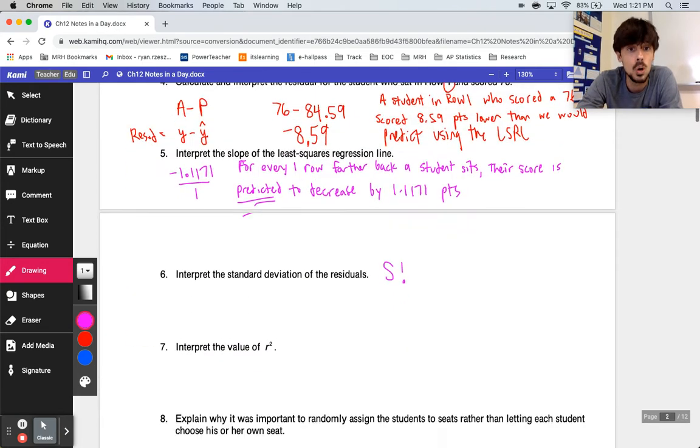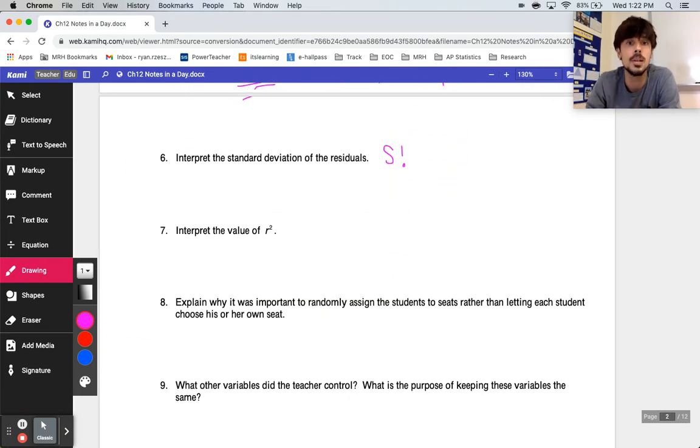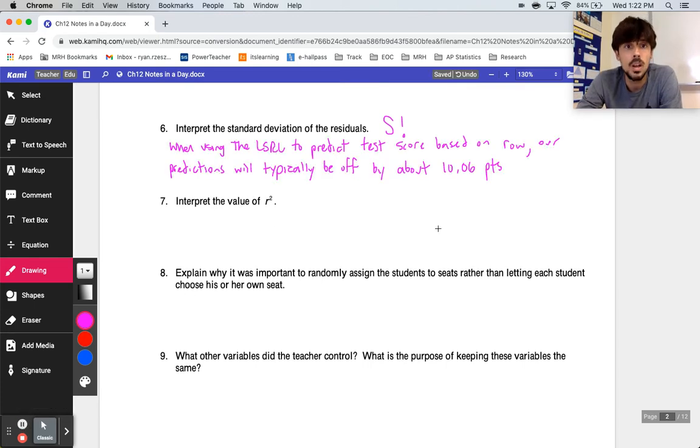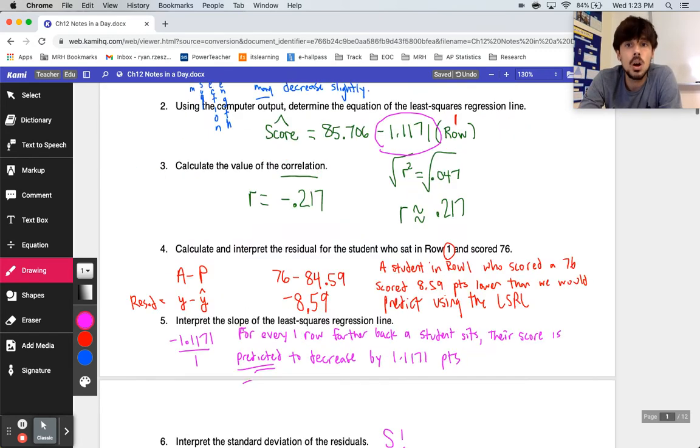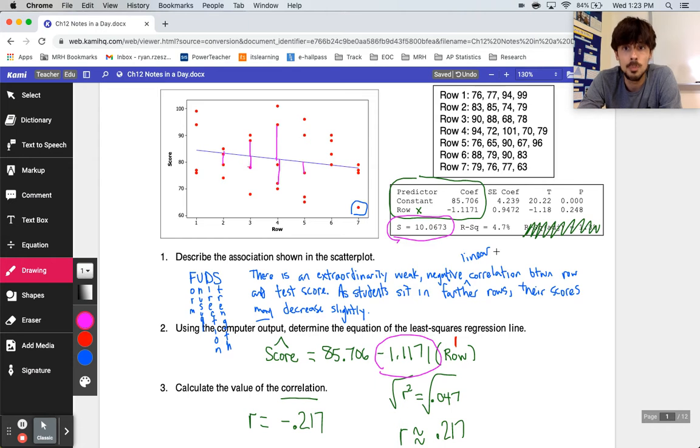That was a script you all should have memorized. It's been a little bit, but I will throw that up there for you. All right, so there's our script for S. Next up was R squared, also a script. R squared in this problem was 4.7%.